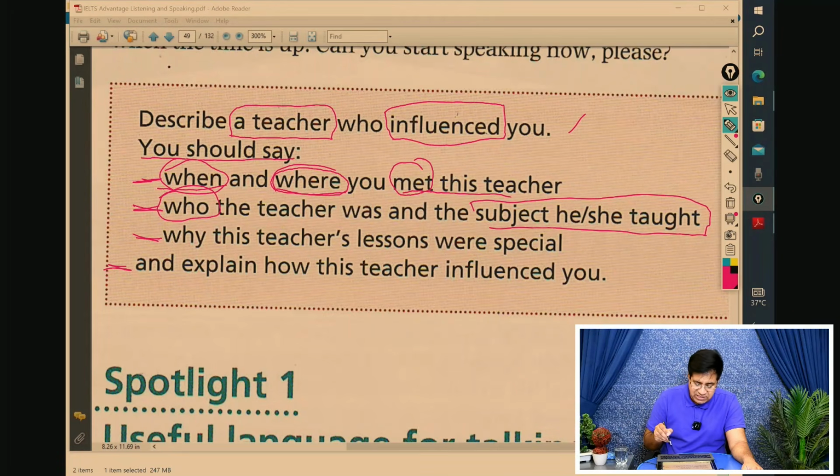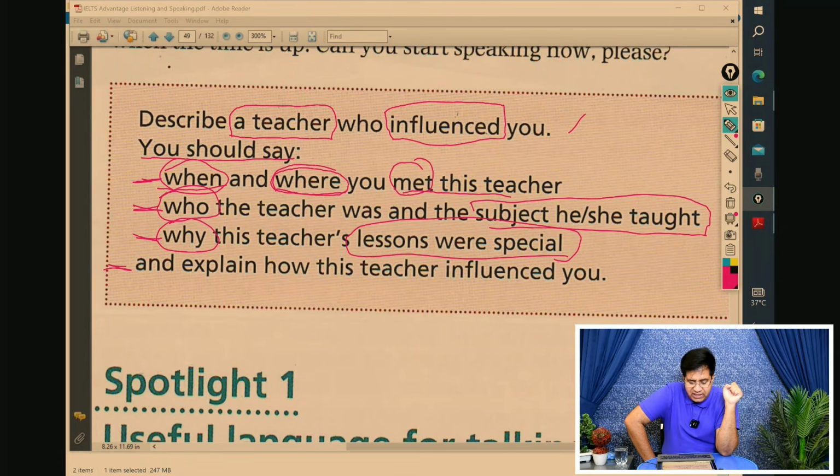Next, why this teacher's lessons were special. Why means reason. And lessons were special. Now, over here, you can come up with signposting. Why this teacher's lessons were special.